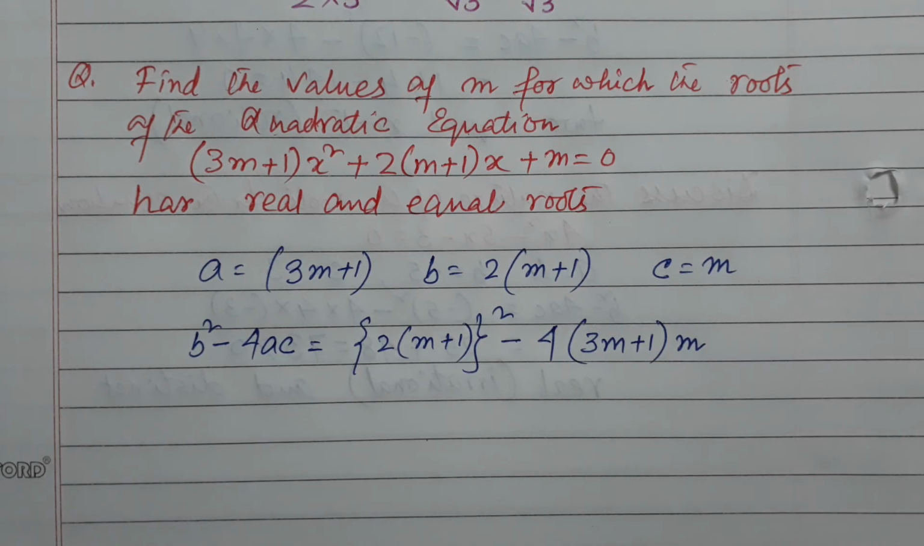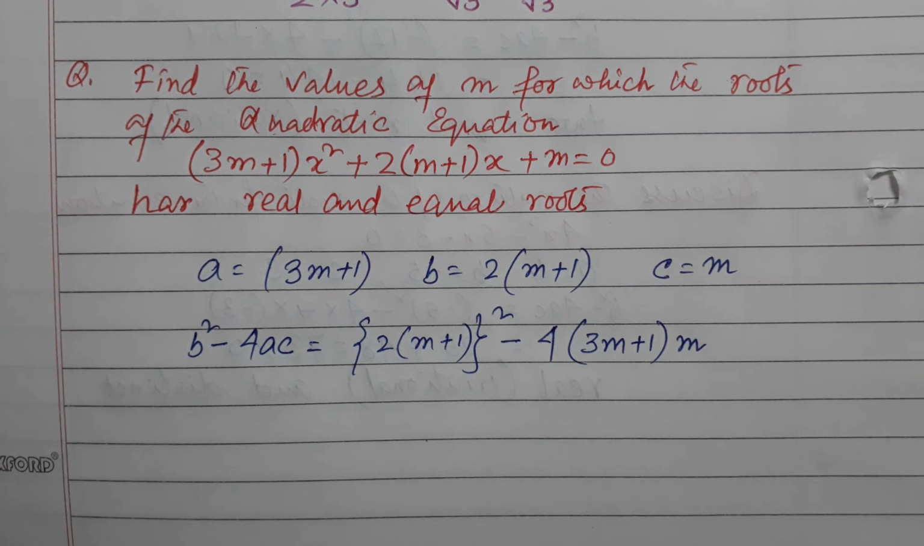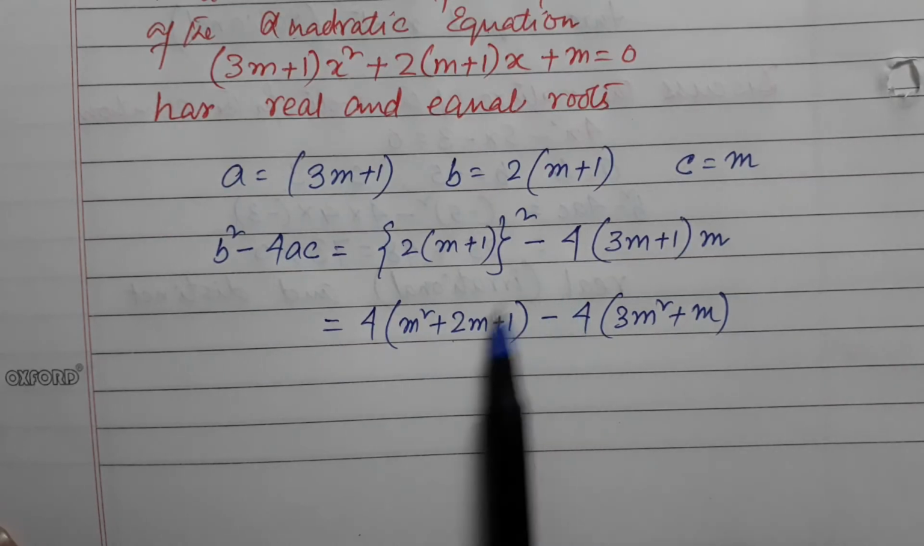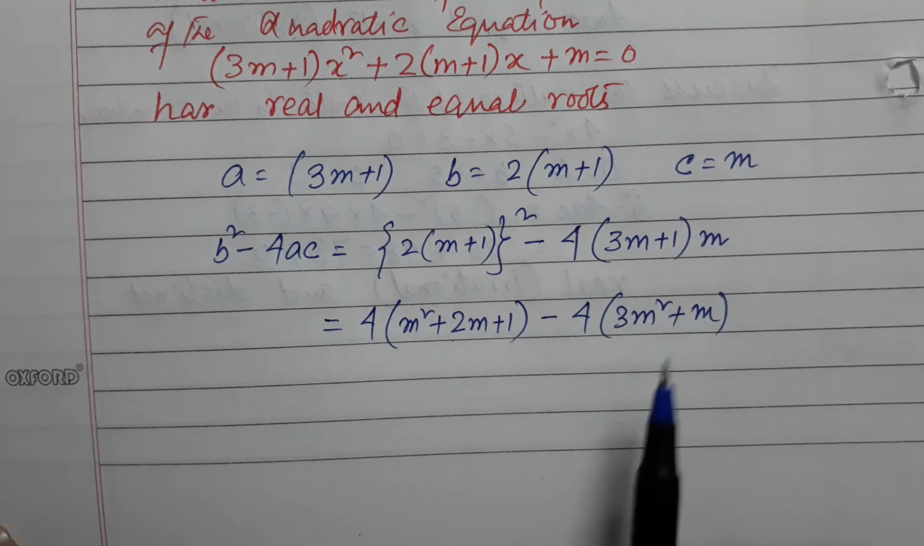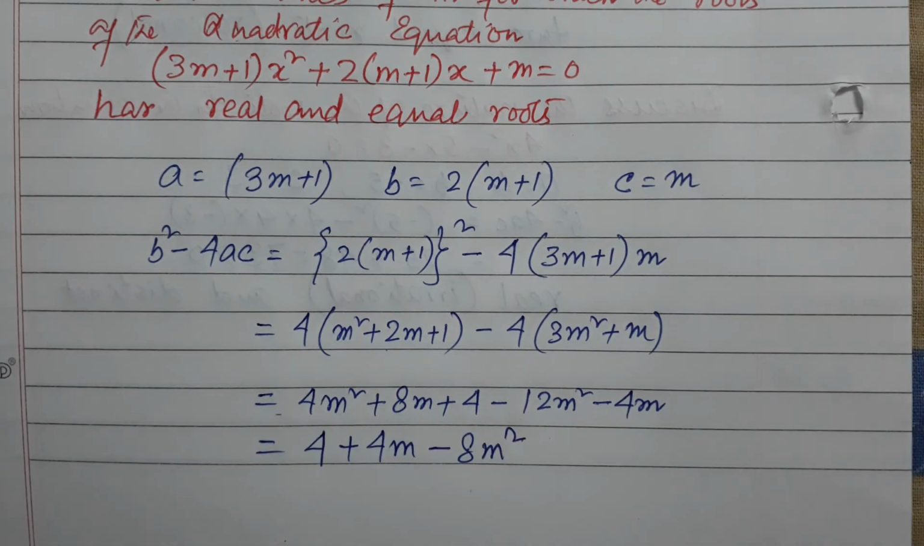Hence the discriminant will be (2 into (m plus 1)) whole square minus 4 into (3m plus 1) into m. Now here we will square this term. This term we have squared it, and 3m plus 1 will be multiplied with m, which is equal to 4m square plus 8m plus 4 minus 12m square minus 4m. Now after simplification we will get 4 plus 4m minus 8m square.